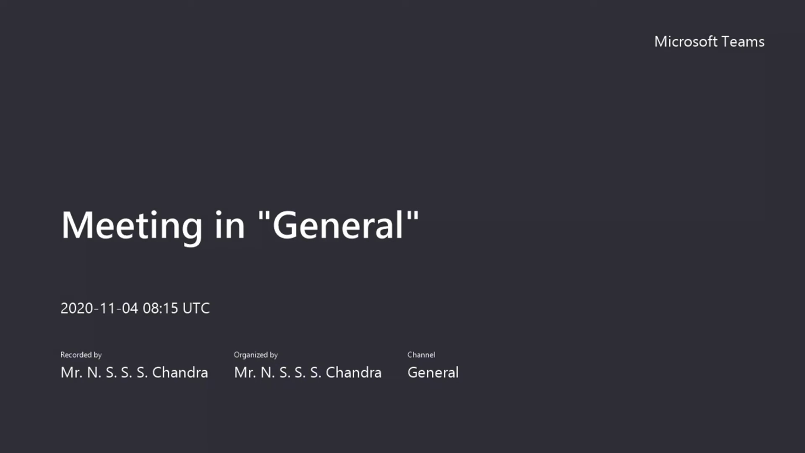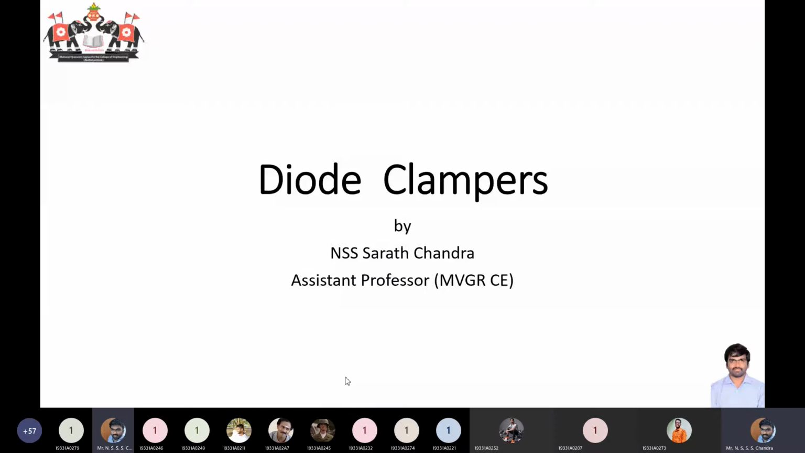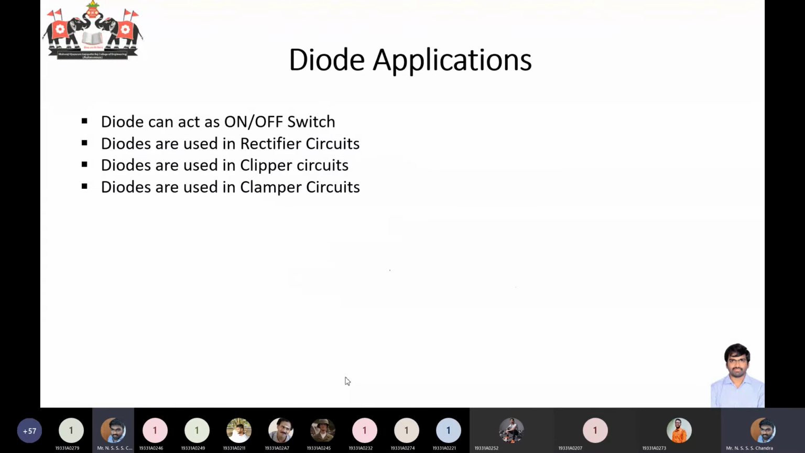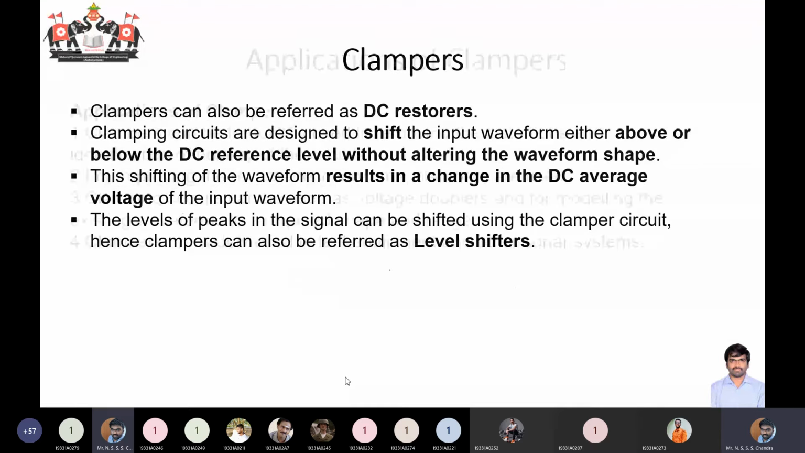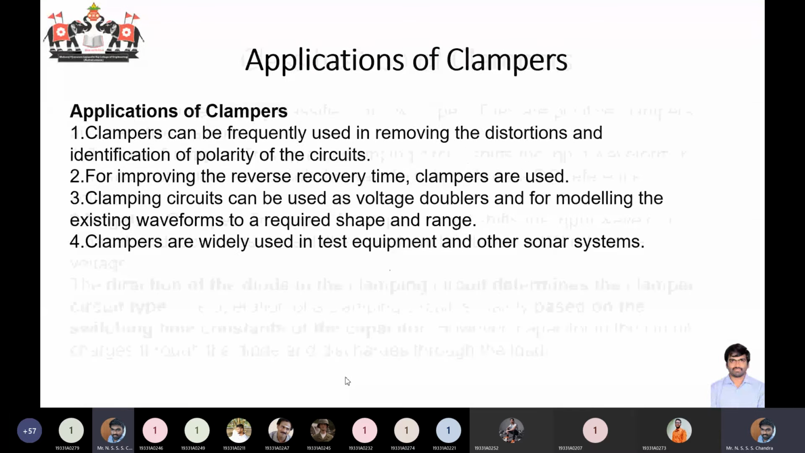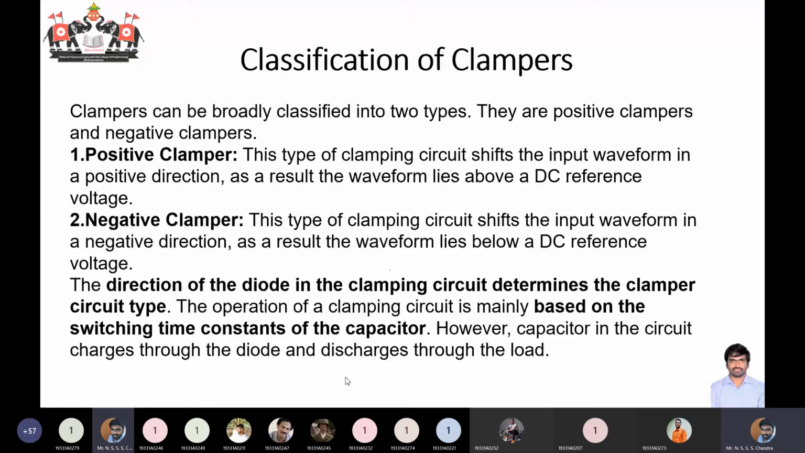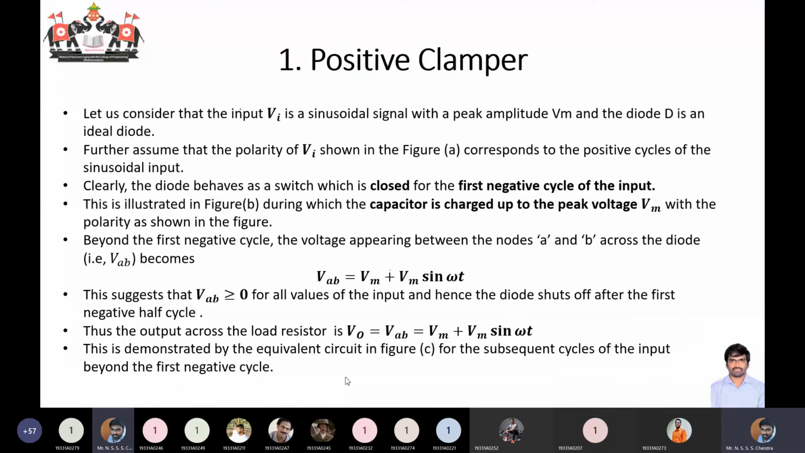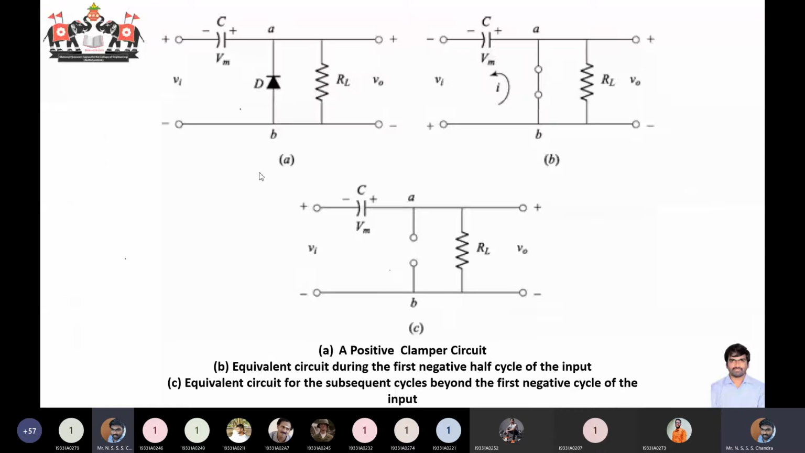Last class we discussed the diode clippers, and then we moved on to the diode clampers. For the diode clampers, we discussed the positive clamper. Okay, so we'll again have a quick recap of the positive clamper circuit. I'll first show you the circuit diagram. So this is your positive clamper circuit.